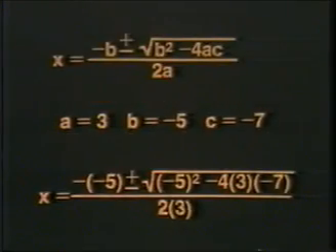I start by checking for standard form. This one already has it. So I look for A, B, and C and write them down so I can't make a mistake. With the formula right in front of me, I look for A and substitute 3. Look for B and substitute -5. And for C, I put a -7.